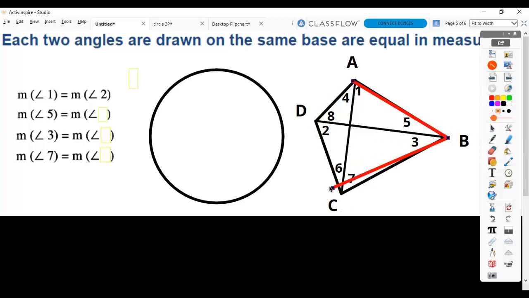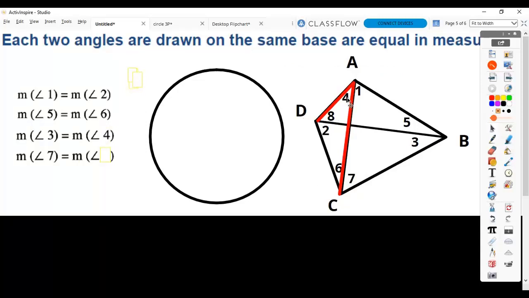Here is 5. 5 is subtended by the base AD. Who is with 5 here on CD? Just move it like that. It will be 6, excellent. And the measure of angle 3, angle 3 is subtended by the base DC. Move it like that. So 3 will equal 4.